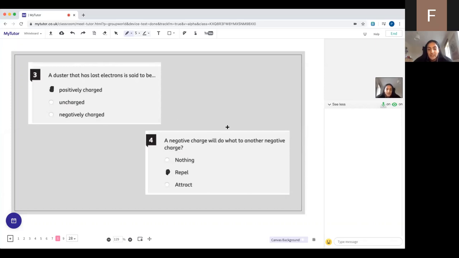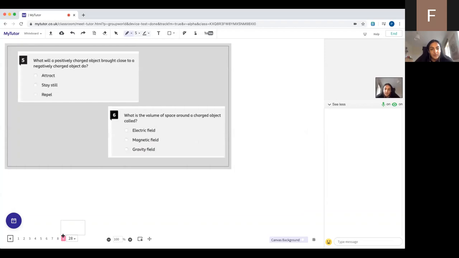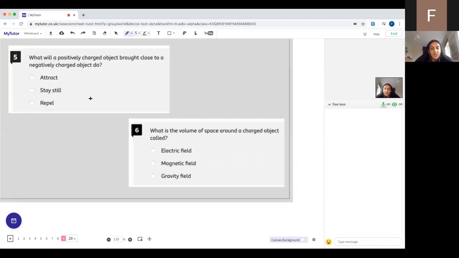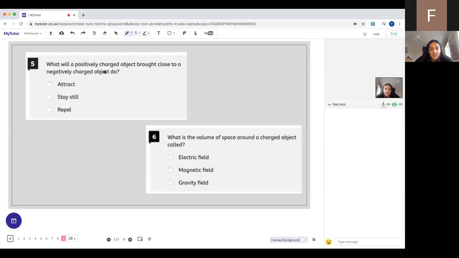If you're struggling to work out 4, go back to magnets and think about north and south poles. Like charges repel and different charges attract, just like south pole and north pole. Great, 2 more here. What will a positively charged object brought close to a negatively charged object do? And what is the volume of space around a charged object called?